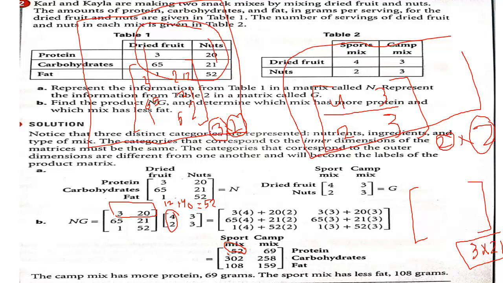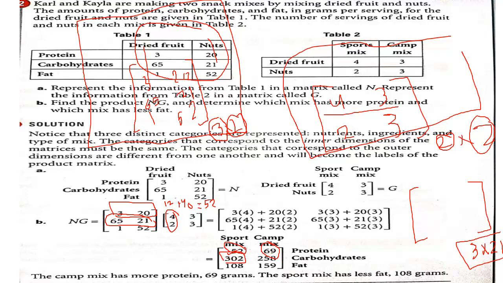So the first one we finished. Now the first row multiplies the second column. To find this number: 3 times 3, plus 20 times 3. 3 times 3 is 9. 20 times 3 is 60. So 69. So we finished the first row. So we have the second row times the first column. So 65 times 4 plus 21 times 2. So we finished, it is 302.